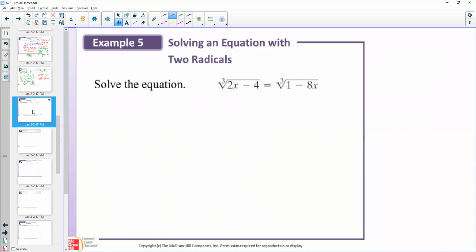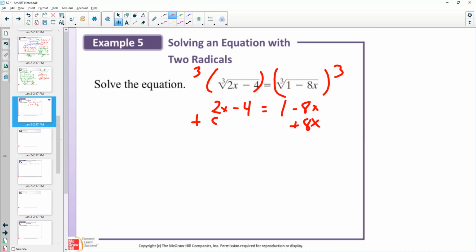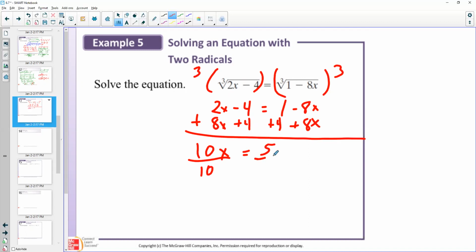What that means is I get to skip the first step and I get to go straight to raising them both to the same power of the index. I'm going to cube both sides. What that's going to do is make my radicals go away. So I get 2x minus 4 equals 1 minus 8x. Oh, happy day. That's way better. I'm going to move x's to one side and numbers to the other. It means I'm going to get 10x over here equals 5. Divide by 10. X equals half.